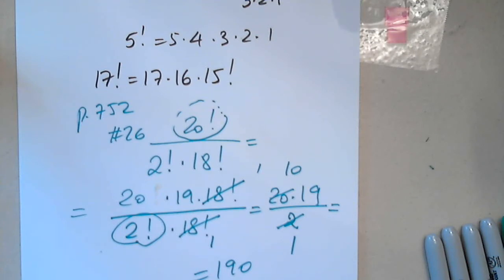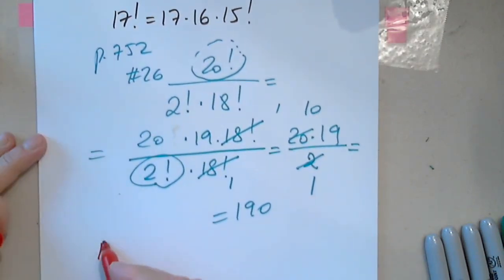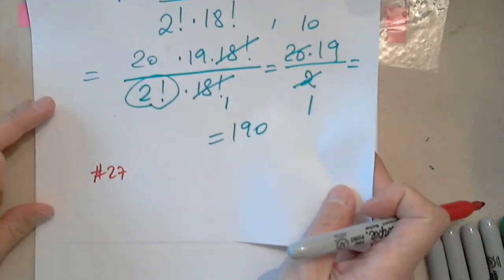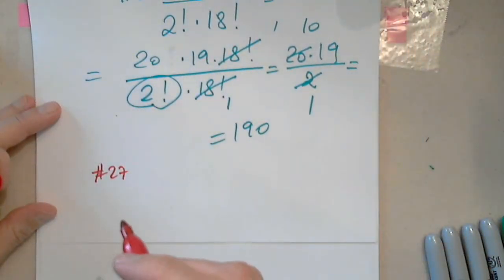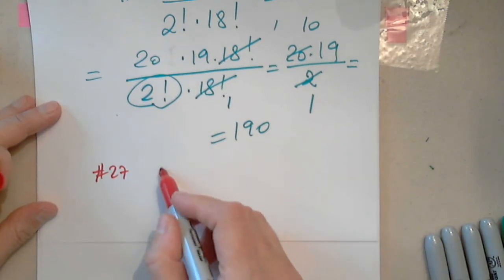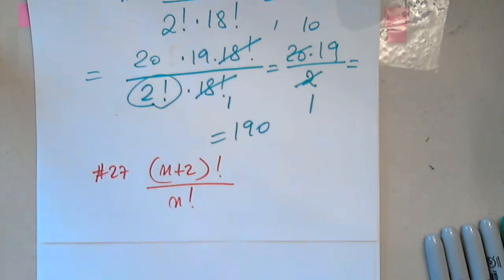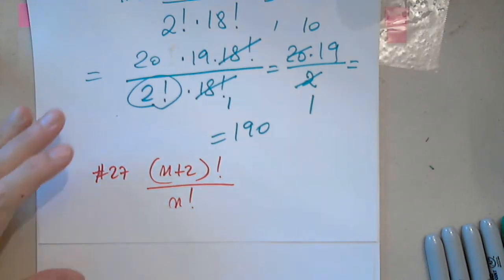Let's do one more. Let's say 27. In 27, there are no numbers. N plus 2 factorial divided by n factorial. And now please tell me which one is bigger. The question is the same. We are asked to simplify this. Which one is bigger?